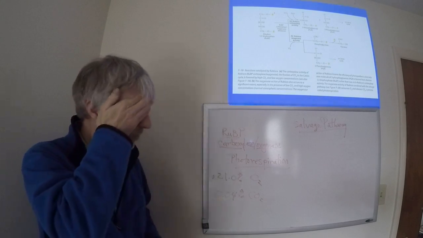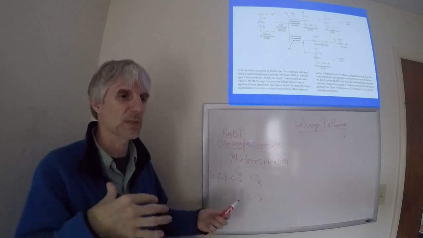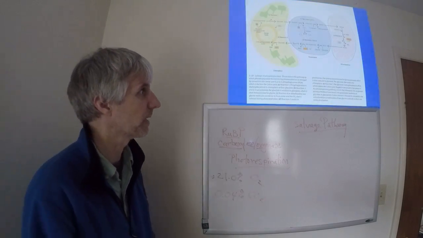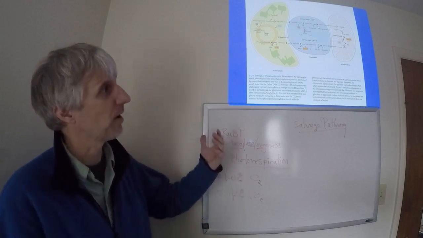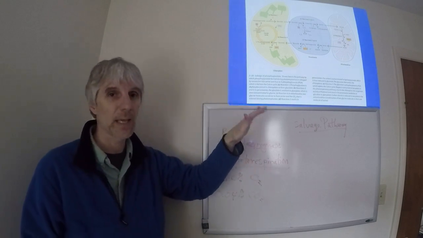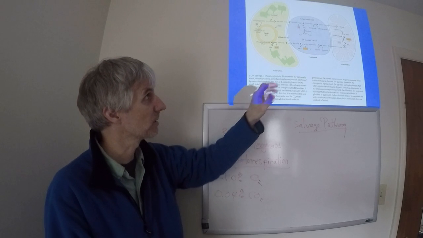So it looks like what plants have done is used existing biochemical pathways to do this. And this pathway is called the salvage pathway. The salvage pathway involves three organelles: the chloroplast, the mitochondria, and the peroxisome. I don't want you to know the details here. I'll point out exactly what you want to know as part of this process.